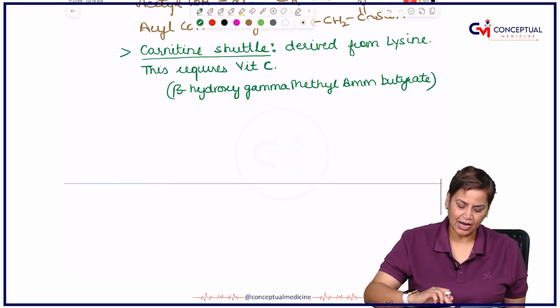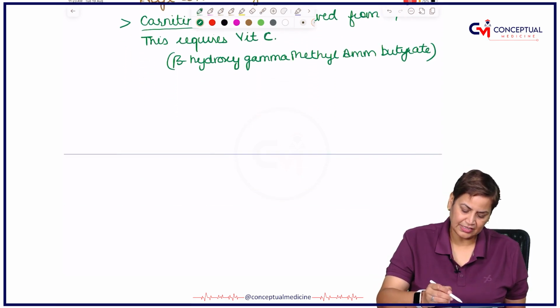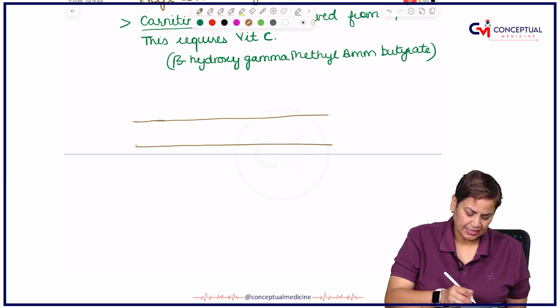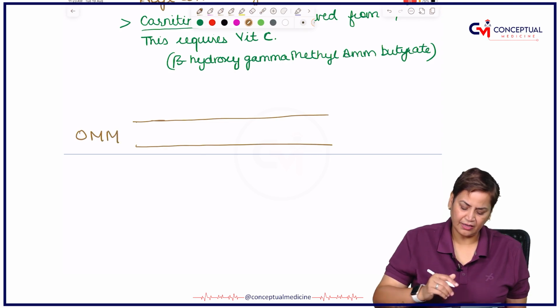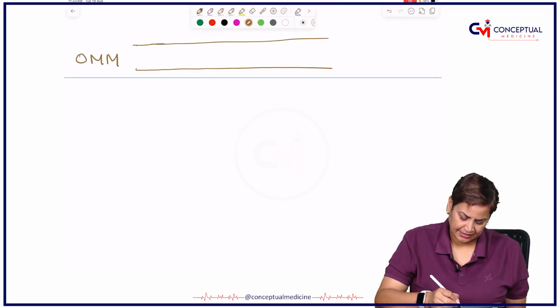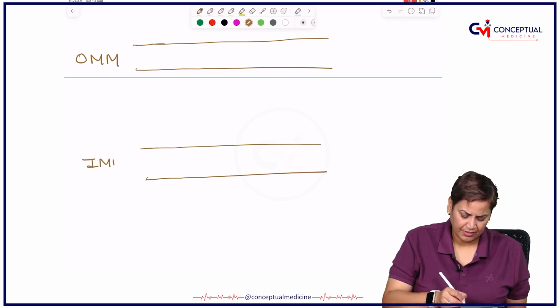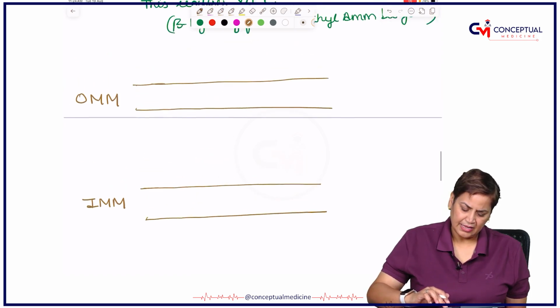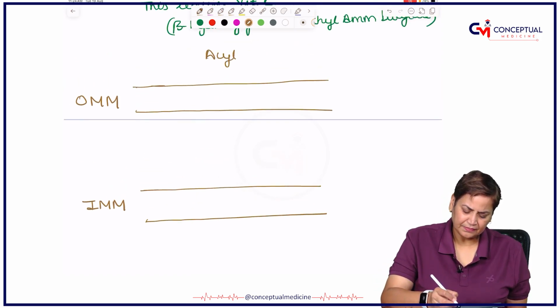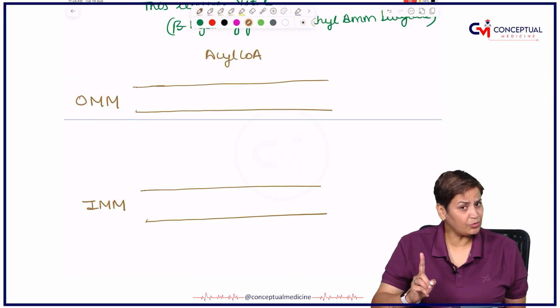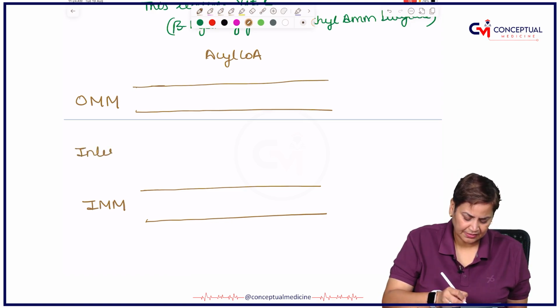Now, how is this shuttle system operative? This is again a very interesting process. See, there are two enzymes basically. This is the outer mitochondrial membrane, and this is the inner mitochondrial membrane. Acyl coenzyme A is here because this reaction is taking place in the cytoplasm. This is the intermembrane space.